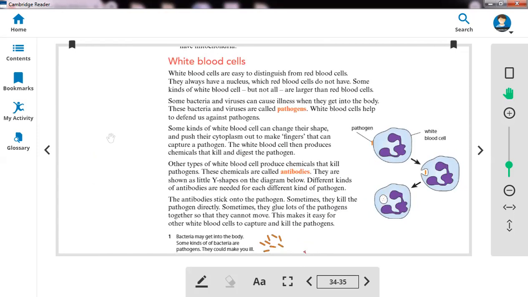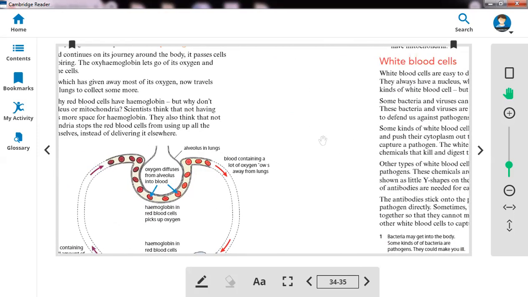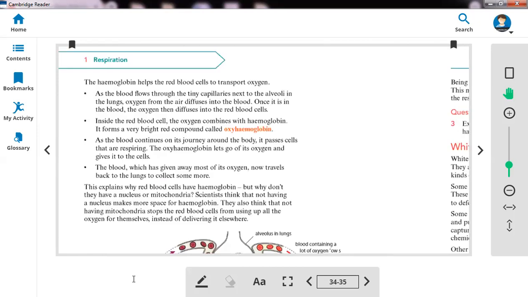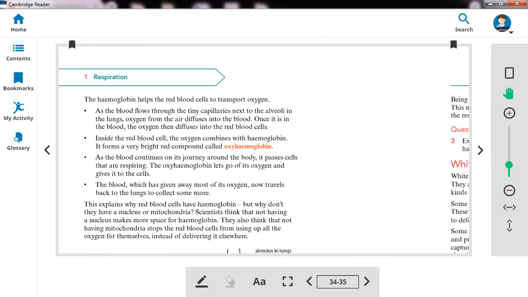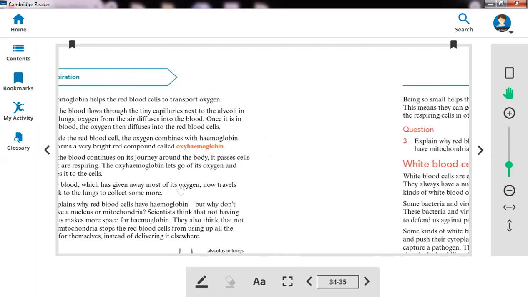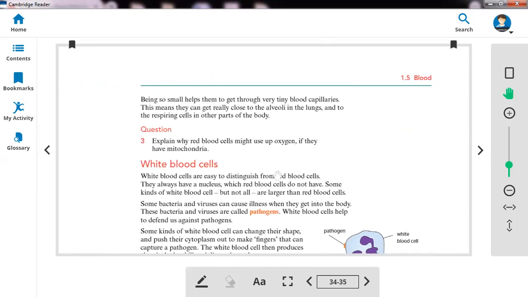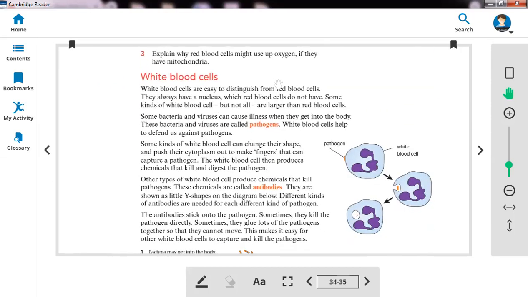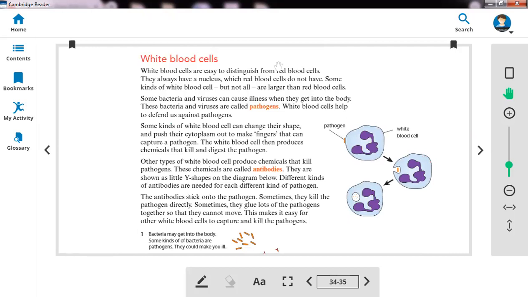And here next, you can see these are about the red blood cell that I explained to you. The main function of the red blood cell is to carry oxygen from the lungs and provide it to all our cells to carry out the respiration process.